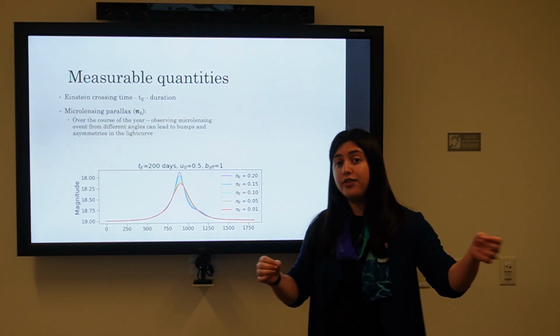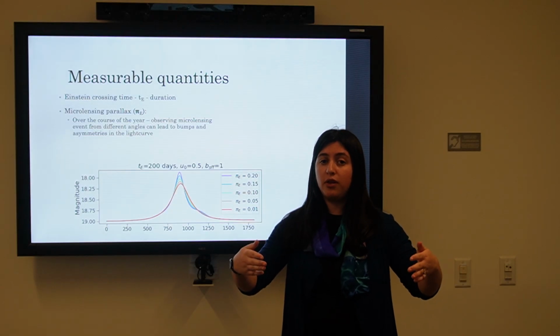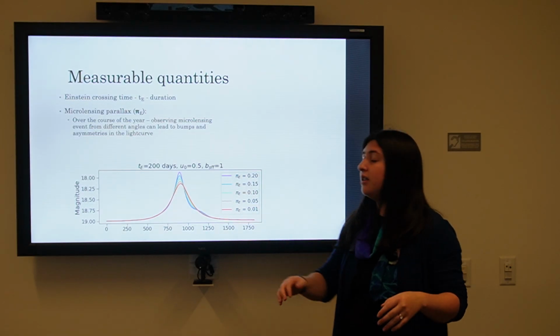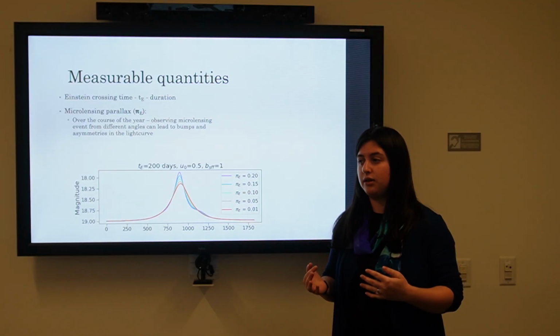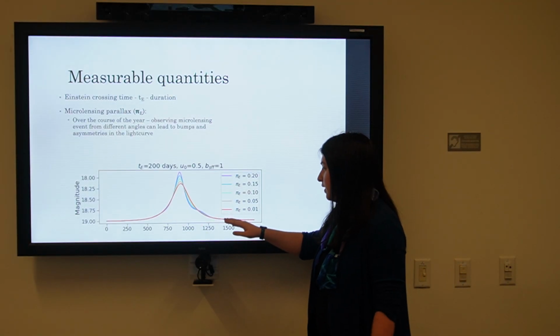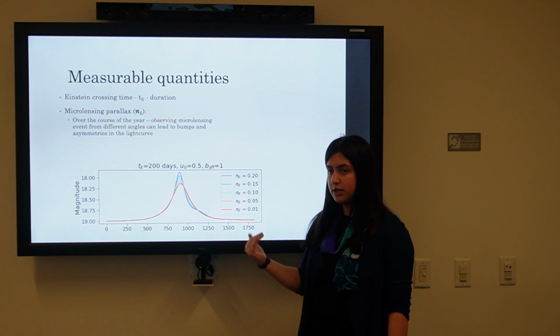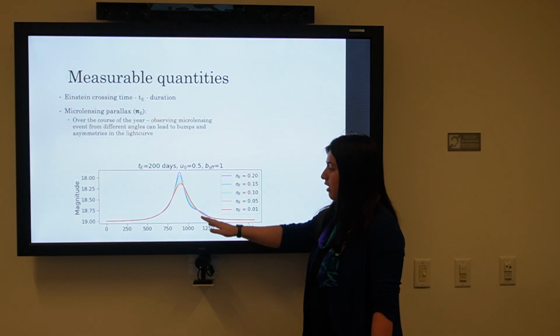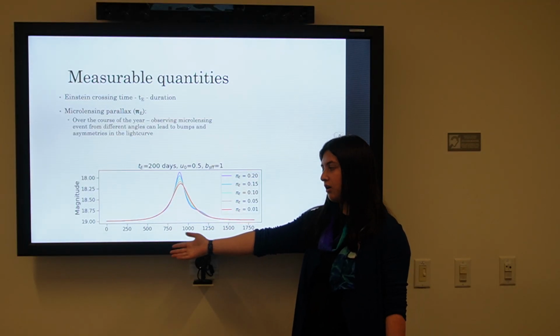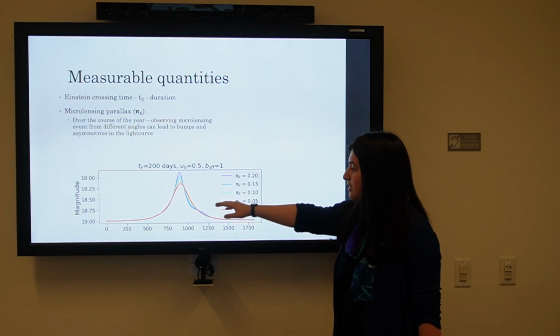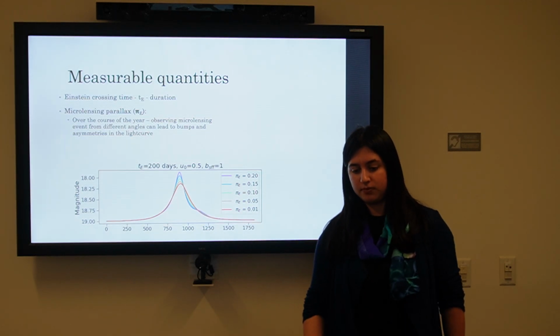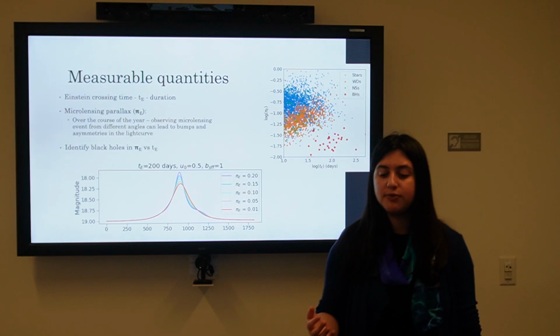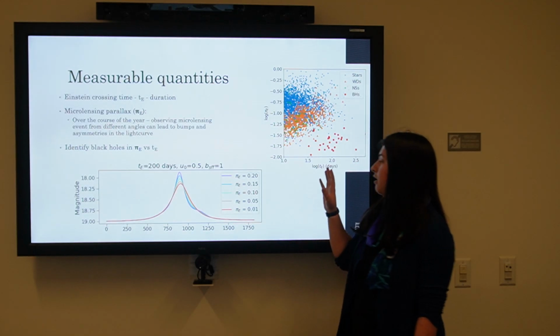As the Earth goes around the sun, you'll be viewing the microlensing event from different angles. This can lead to bumps and asymmetries in the light curve. So for example, down here, in red, you have the lowest microlensing parallax, where you have a very smooth, symmetric light curve, and in purple you have the most, where you can see the bumps and asymmetries. And so it can be really useful to plot these.